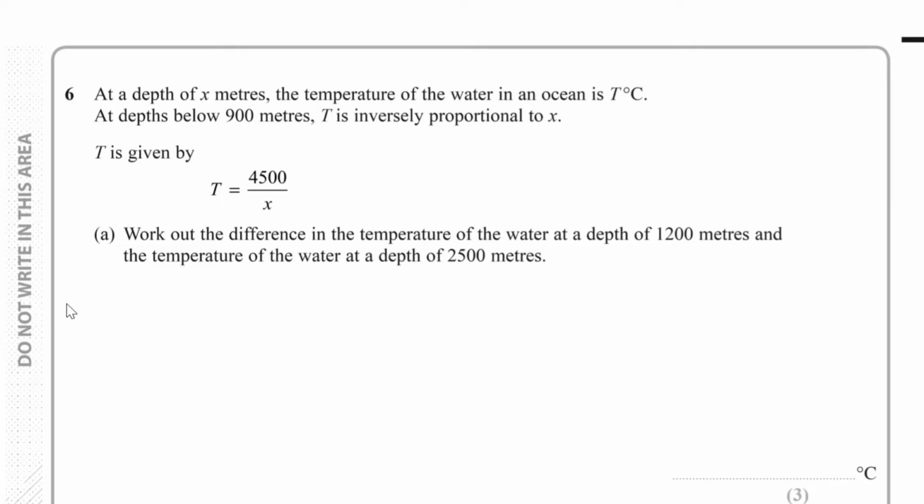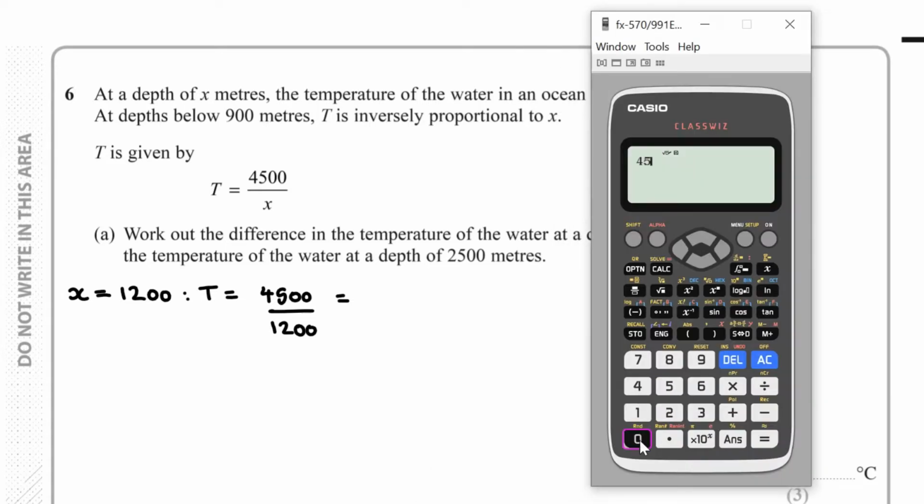Well, here, when x is equal to 1200, of course, this would correspond to 1200 meters. T is equal to 4,500 over 1200. So let's work out this value. We have 4,500 over 1200, which is 3.75. So we have 3.75 degrees C.